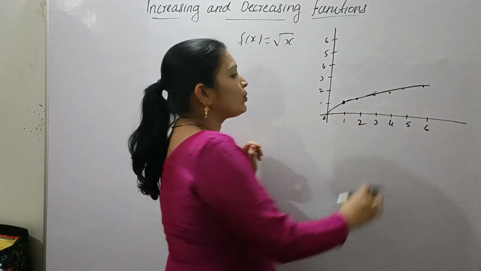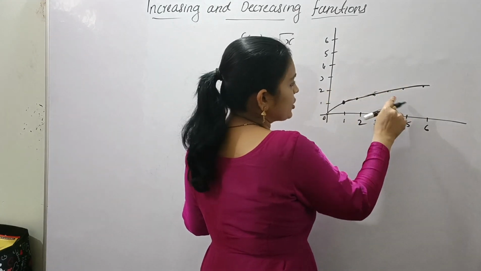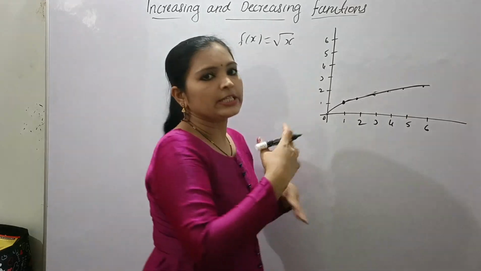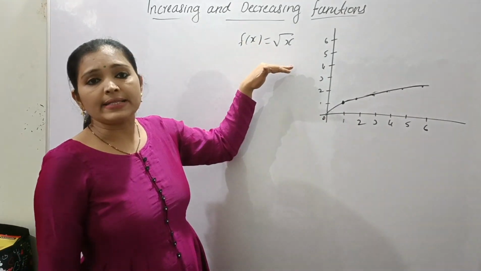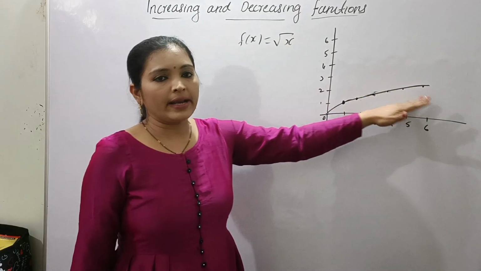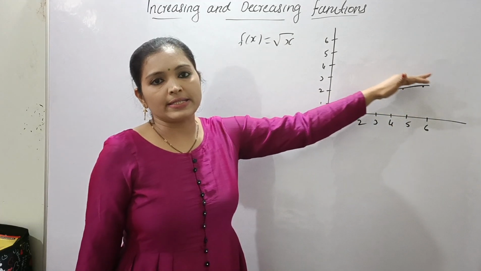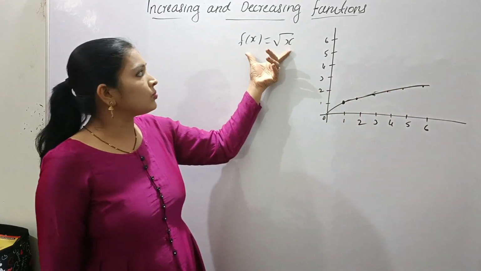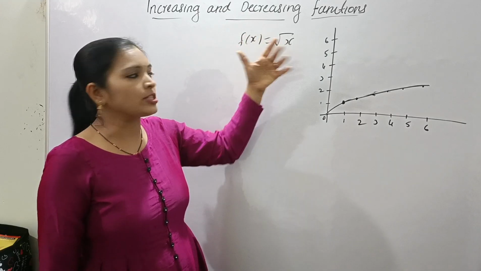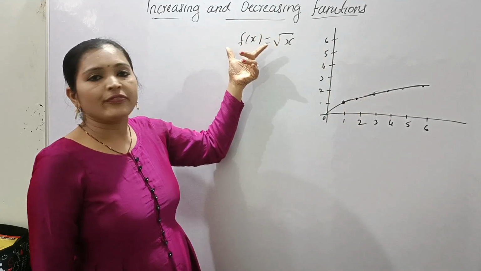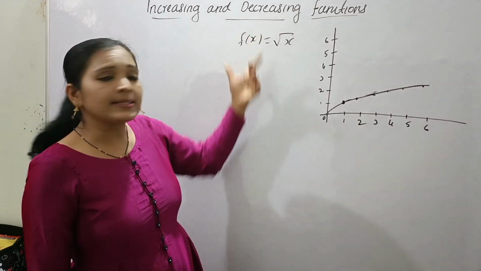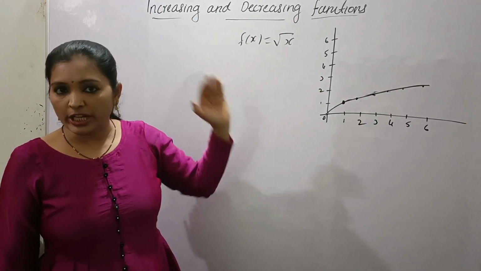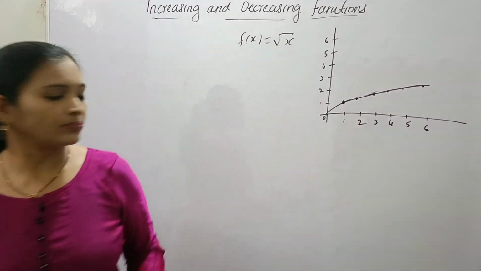Then the square root of 4 is 2, and the square root of 5 is greater than 2. So here we notice that as x increases, f of x is increasing, right? See, the graph is increasing. So using this graph we can say f of x is equal to root x is an increasing function. As x increases, the values of the function f of x increase.